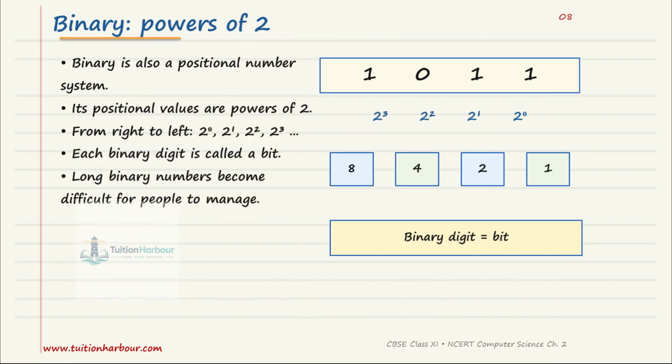Binary is also positional. Its place values are powers of 2: 2 to the power 0, 1, 2, 3, and so on. Each binary digit is called a bit. Long binary numbers can become difficult for people to read and manage.